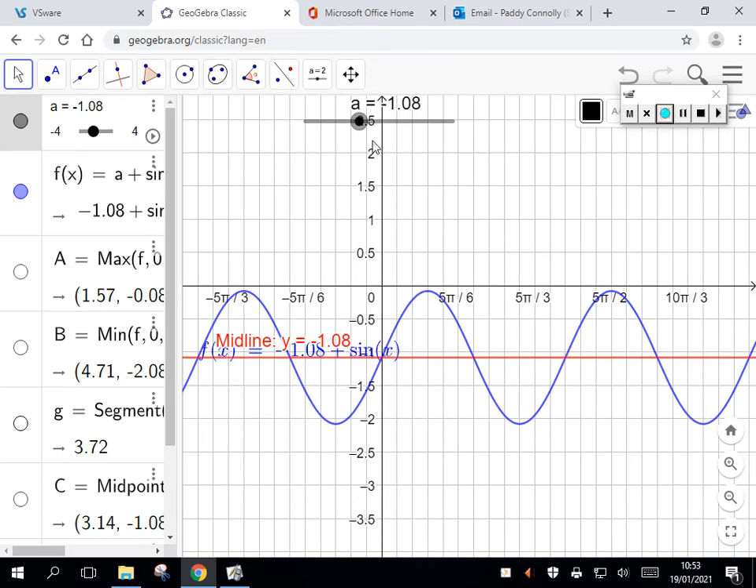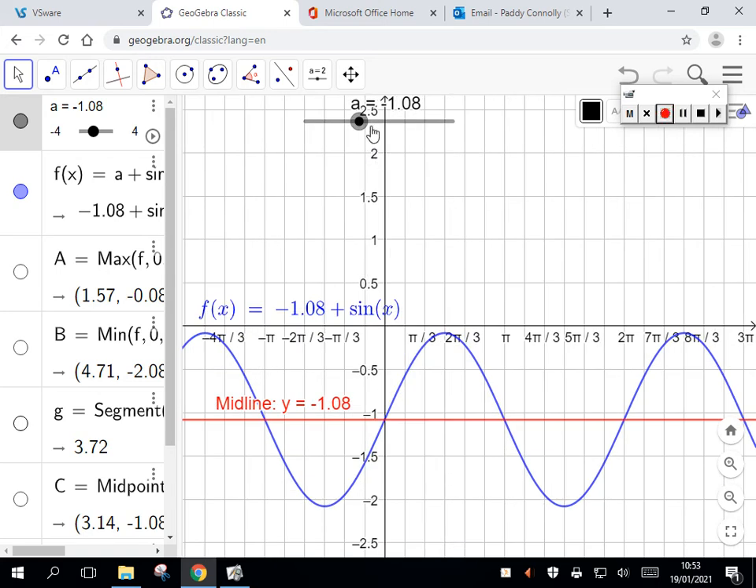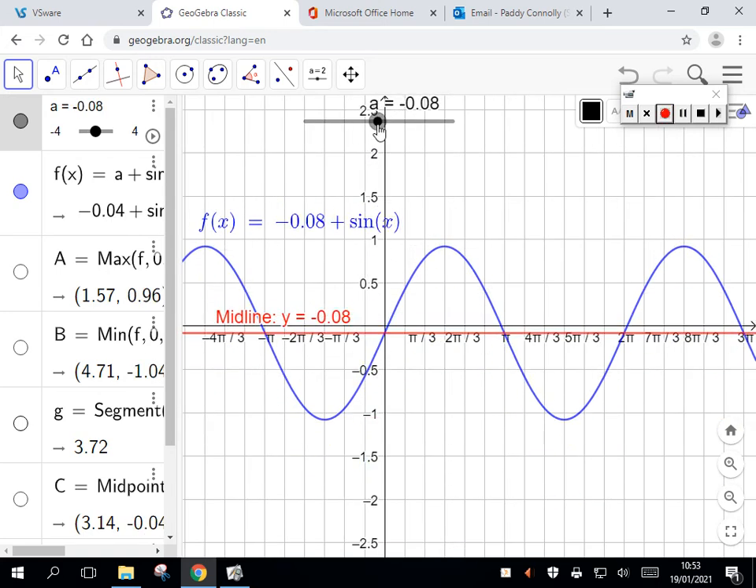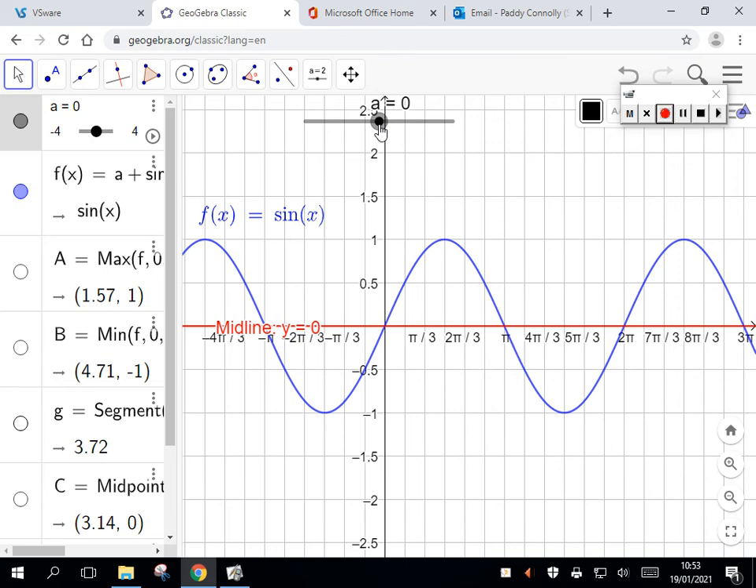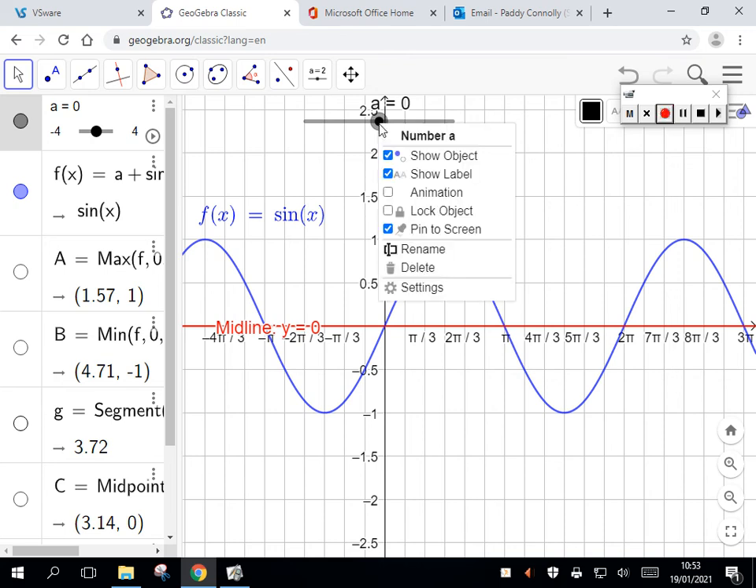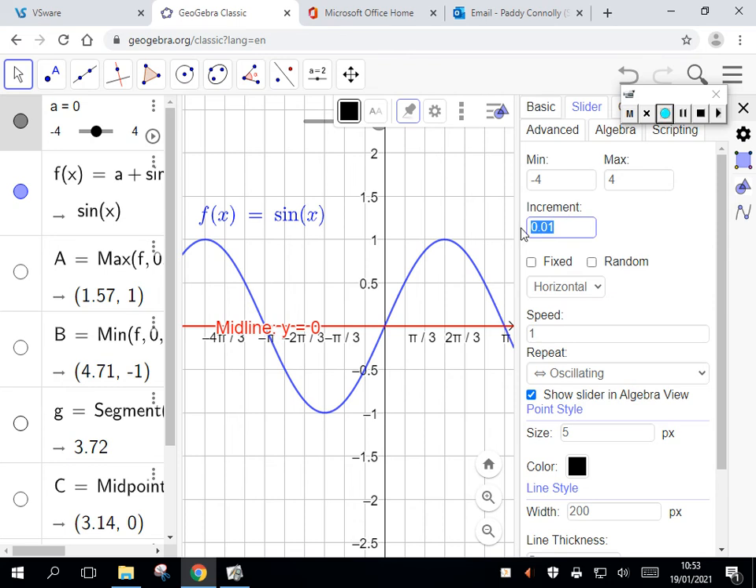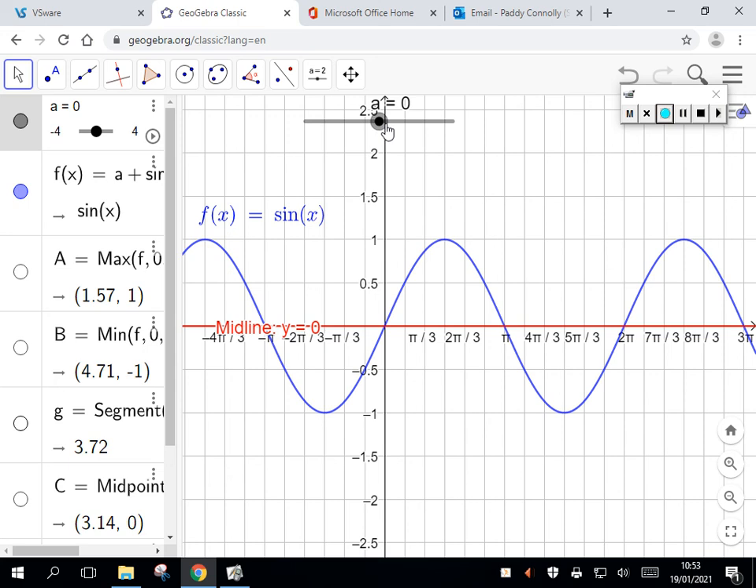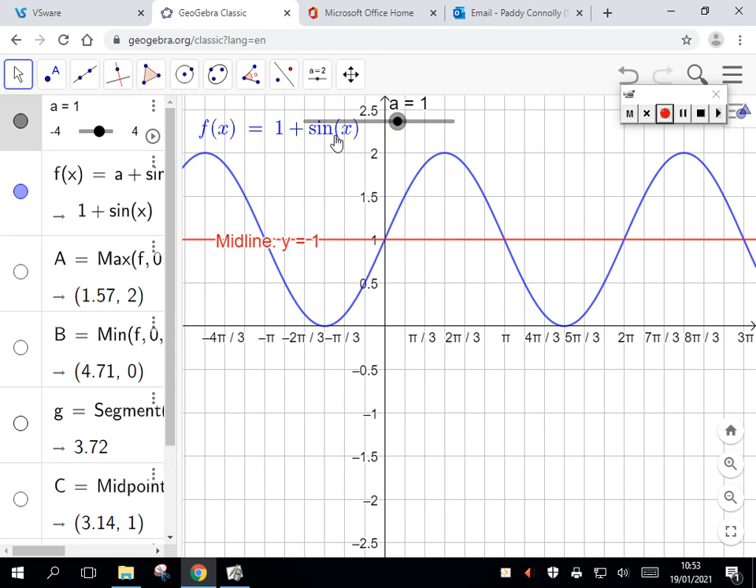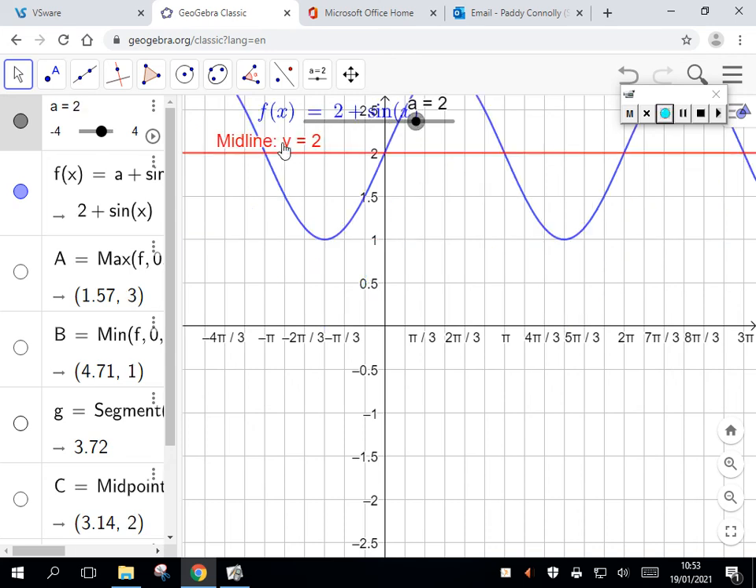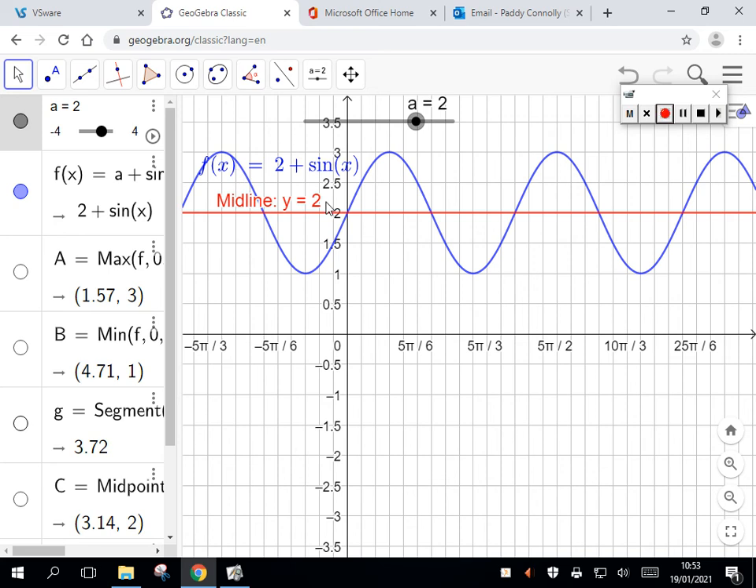Okay. I also want you to look at the equation of the midline as I do this. So we'll go back to the original function. There's my parent function, f of x equals sine of x. I'm going to change the increments to make this a little bit easier to look at, say to 1. So if I move up to 1 here, we just have 1 plus sine of x as my function. Notice the midline now is y equals 1. Every point on that line has a y coordinate of 1, so that line has the equation y equals 1.